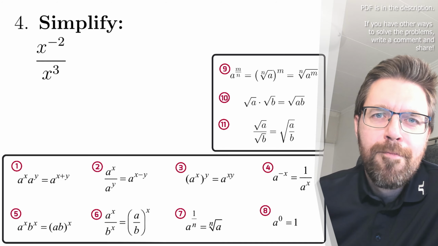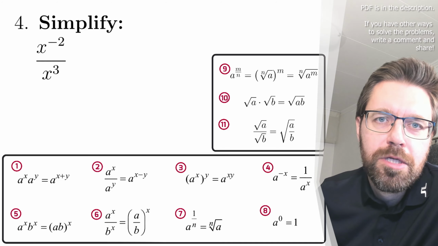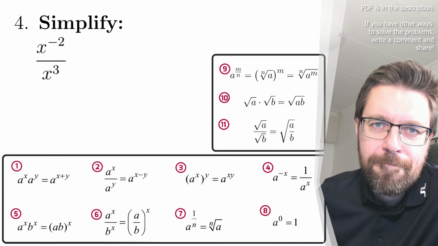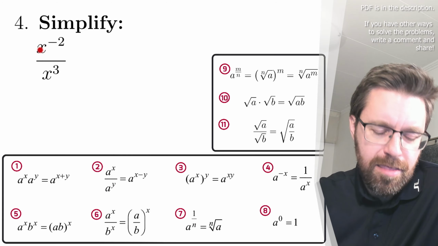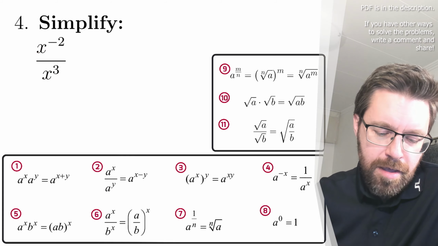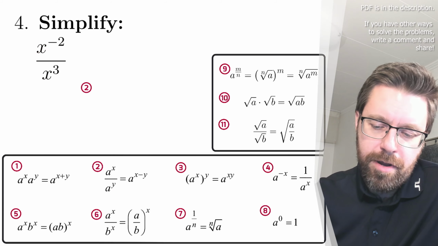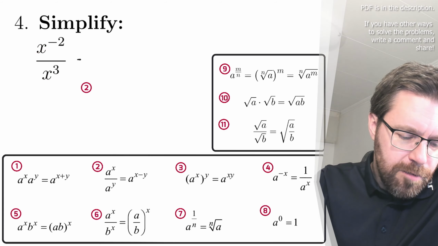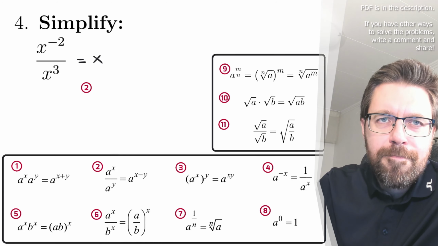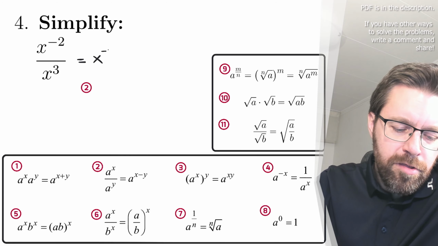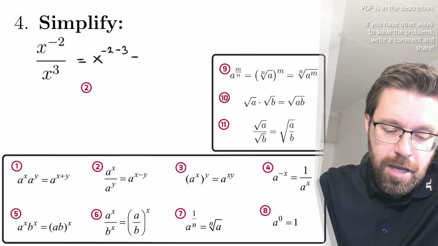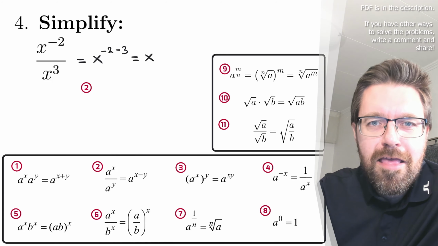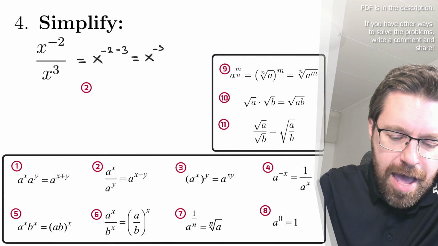Number 4, simplify x raised to minus 2 divided by x raised to 3. Then it's rule number 2 again, because we have the same base here and here. So we can use rule number 2, and then it will become x raised to minus 2 and then minus 3. And we can write this as x raised to minus 5.